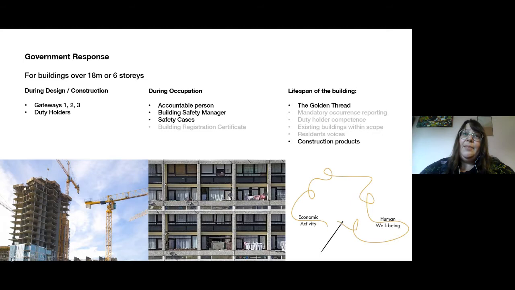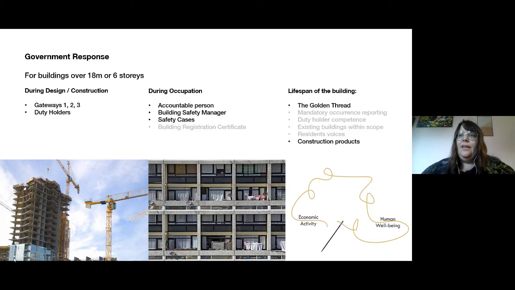I'm very quickly today going to run through this concept of the gateways that are being introduced. A look into the duty holders, which includes the accountable person, building safety manager, just explaining what a safety case is, which is something that's referenced within the document and is one of the key parts of the golden thread. And then across the lifespan of the building, we've got the golden thread itself, and I've got a diagram which is going to link all of these things together and explain it. So if we just move on to the next slide.